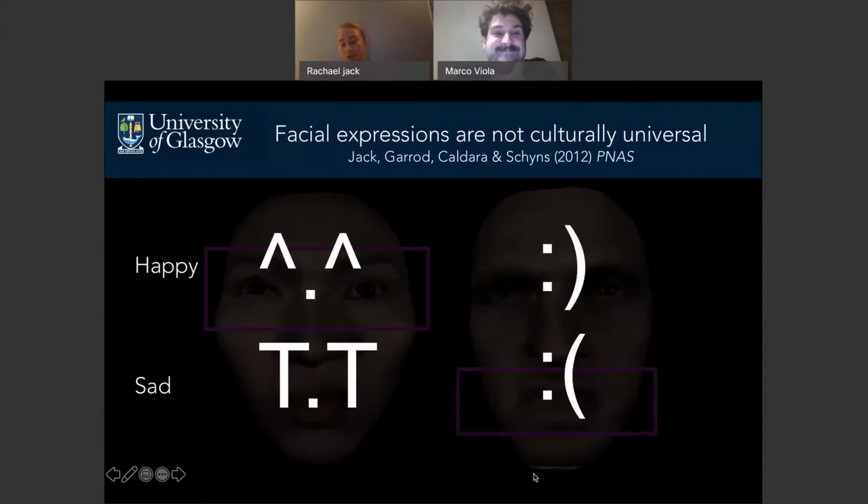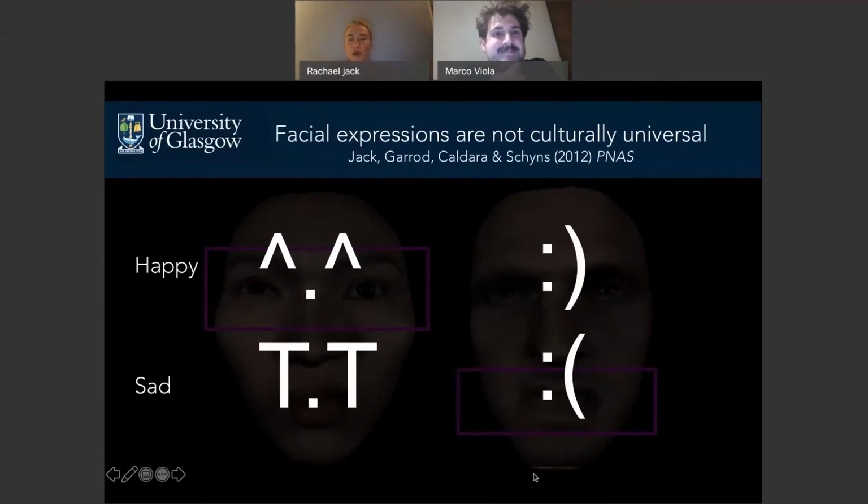Now, of course, we found the opposite pattern in the Westerners. Most of you will be familiar with these smileys or sad faces where the eyes stay the same. The eyes largely stay the same in Western emoticons, and it's really the mouth that tends to vary to express different emotions.